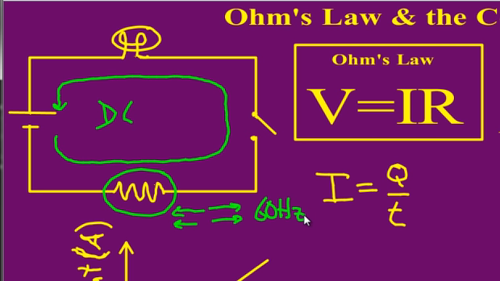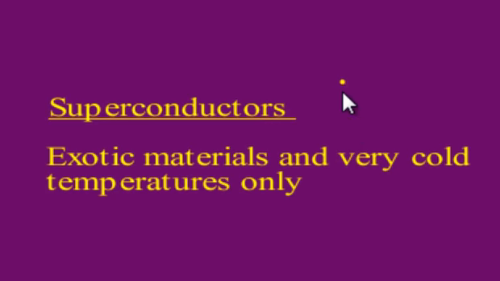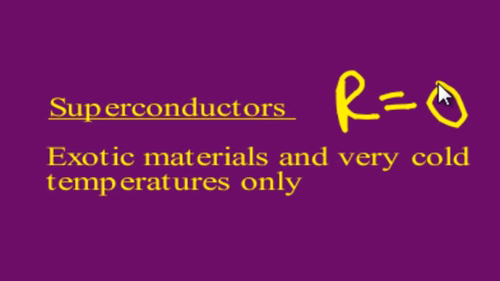And then finally, there's a special type of material called a superconductor. And the defining feature of a superconductor is really quite remarkable. A superconductor has zero resistance. If you could come up with a superconductor that worked at room temperature, you'd probably be the world's richest person. Right now, we do have superconductors, but they're made from very exotic, as in expensive, materials.